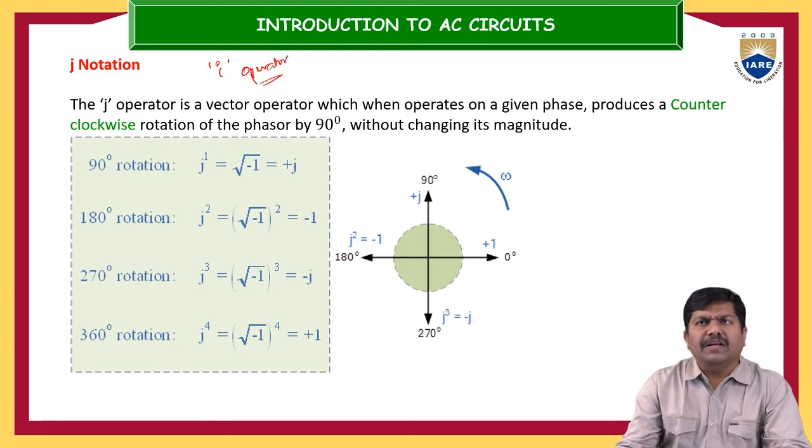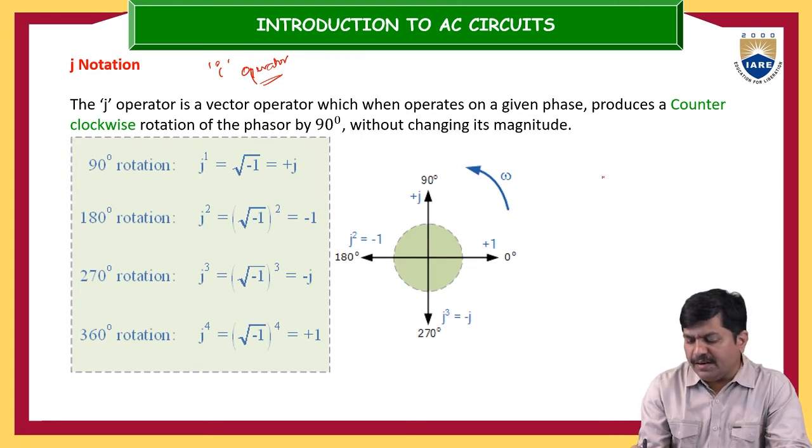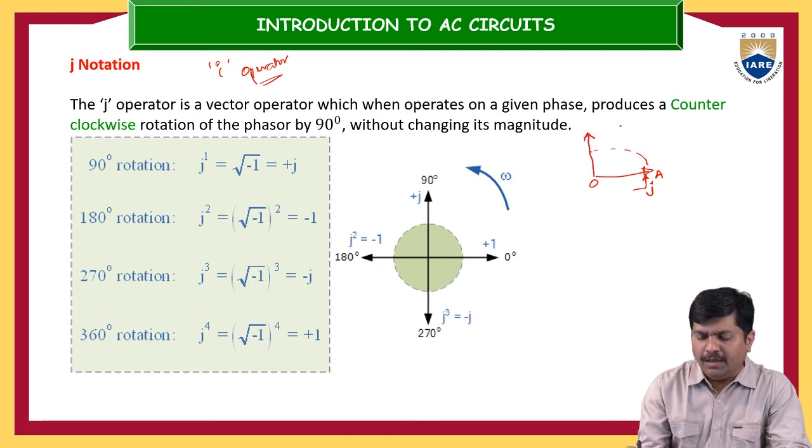The j operator is a vector quantity which operates on a given quantity. Suppose I am applying this j operator on an existing quantity, say OA. Then automatically it will be rotated by 90 degrees in the anti-clockwise direction. Then the resultant is nothing but j times OA.